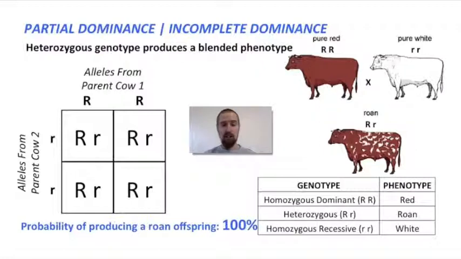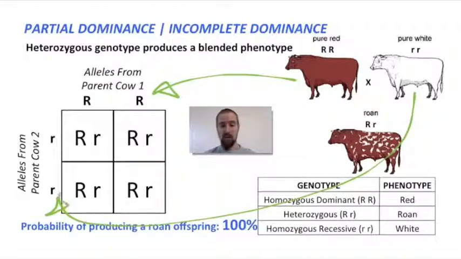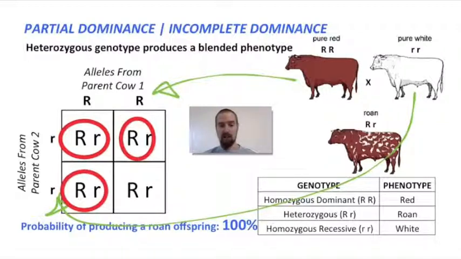Some breeds of cattle display this same pattern of inheritance when it comes to their hair color. Just like our flowers, a heterozygous genotype produces a blended phenotype. So if we cross a homozygous dominant red-haired cow with a homozygous recessive white-haired cow, then the only possible combination of alleles is one dominant allele from the red parent and one white allele from the white parent.